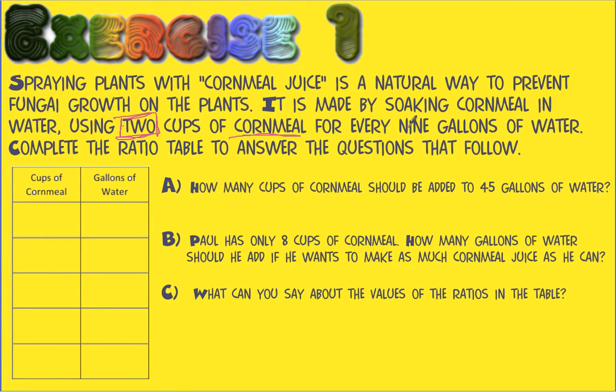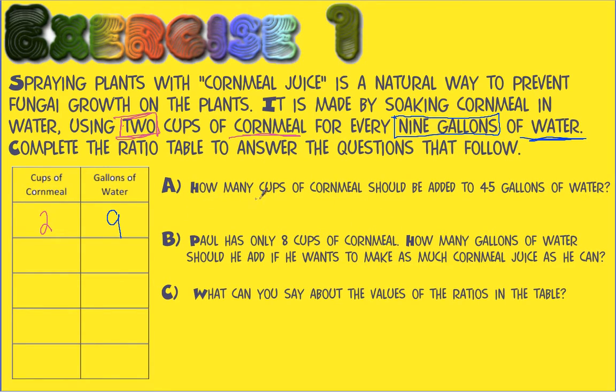For every 9 gallons of water. So we're going to complete the ratio table to answer the questions. In this case, I need to put my first piece of information. For cups of cornmeal, my original tells me that for every 2, I need 9. So for every 2 cups of cornmeal, I need 9 gallons of water.